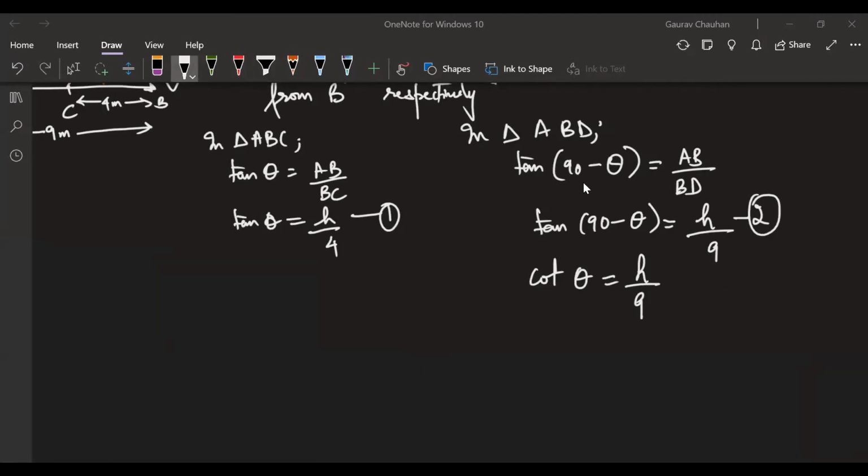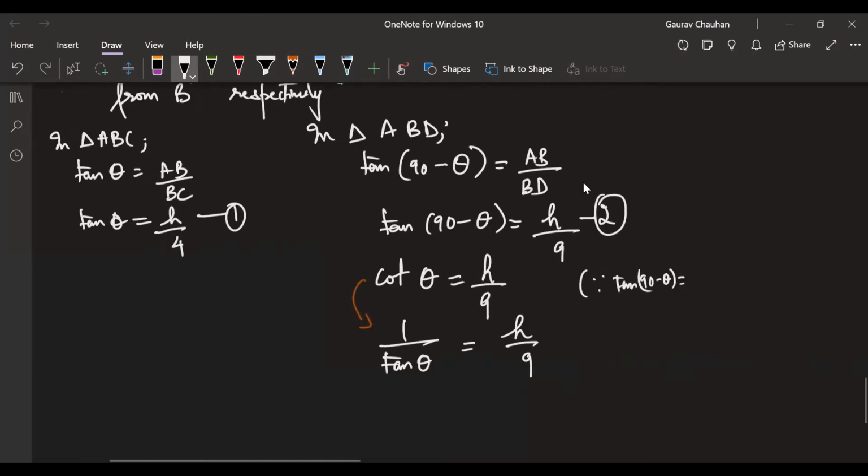Now cot theta is what? Cot theta is basically 1 by tan theta. So cot theta, 1 by tan theta, is equal to h by 9. Here you can write the reason, since tan 90 minus theta is equal to cot theta. Since it's a proof, it will be good to write reasons. So in place of cot theta, you're writing 1 by tan theta. It's the reciprocal of tan theta. Tan theta you already have from equation 1.